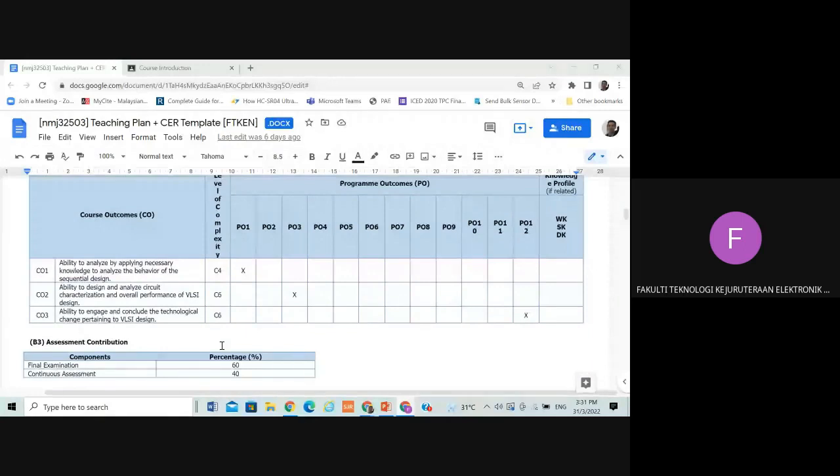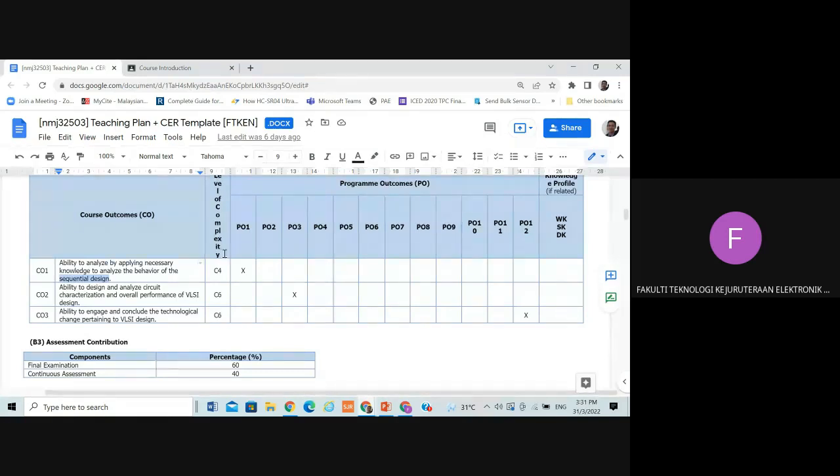This is the CO of the course. What is CO? Course outcome. Course outcome, I think all of you are already familiar. Actually, what is the target? By the end of this course, meaning week 14, you should have three abilities. Number one, the ability to analyze, by applying the necessary knowledge, the behavior of sequential design. Look at the keyword here, sequential design. So we will focus more on sequential design.